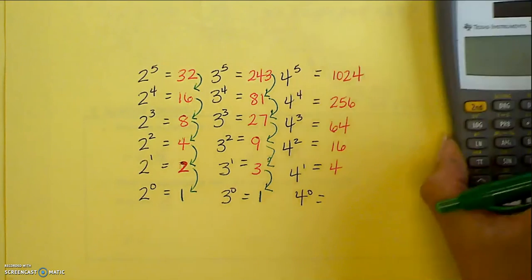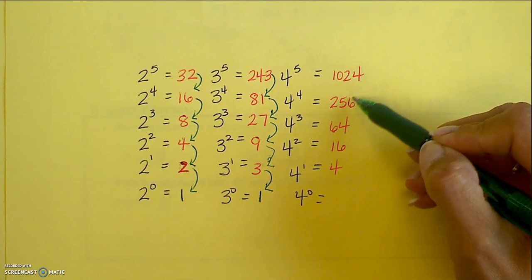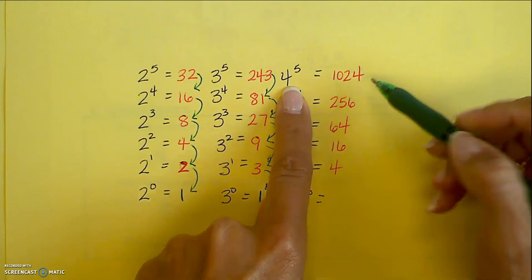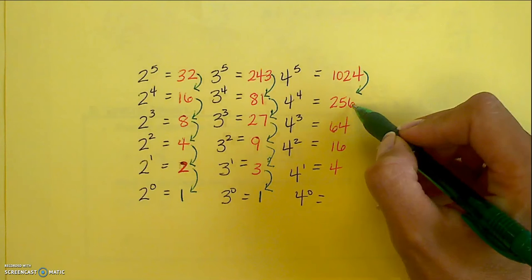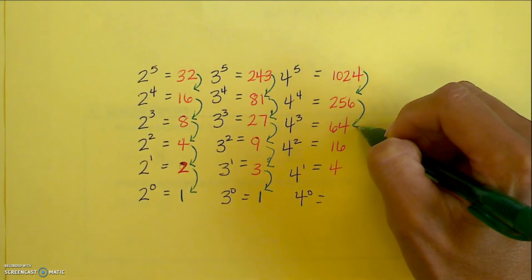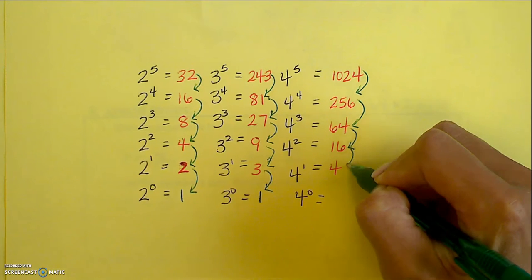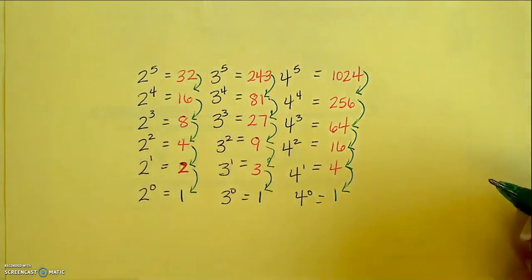Same thing will happen with the 4s. So here I found all the answers to 4 to the first, to the second, to the third, 4 to the fourth, 4 to the fifth. Well, if I reverse that, 1024 divided by 4 is in fact 256. 256 divided by 4 is 64. 64 divided by 4 is 16. 16 divided by 4 is 4. And 4 divided by 4 is 1.